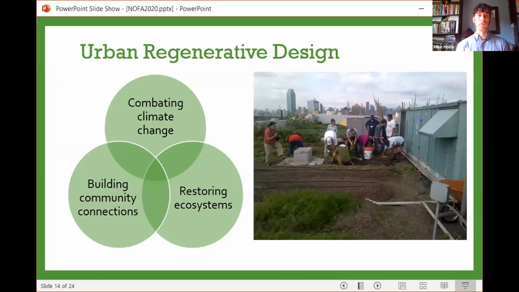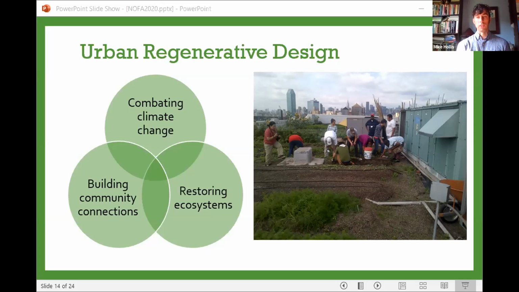So the goals of regenerative design in an urban area. I would say there are three overlapping principles. One, we certainly mentioned the oversized role that cities have in climate change and carbon emissions. So when we're moving from a sustainability framework to a regenerative framework, we're looking at moving beyond carbon neutrality and actually creating a carbon negative city.